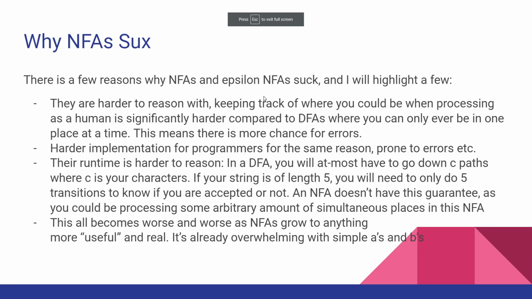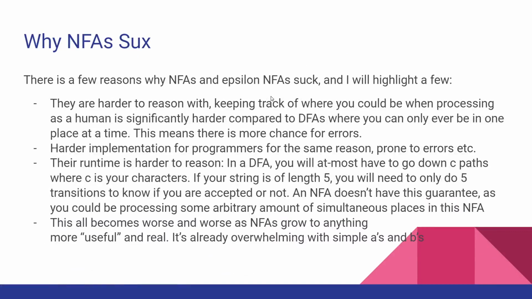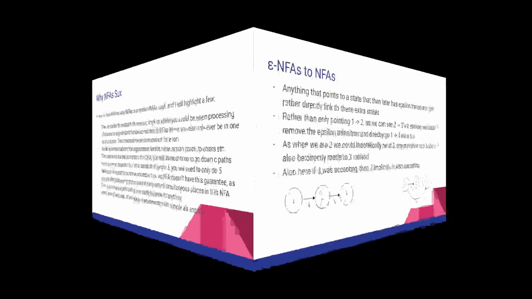Okay, so NFAs suck. So we want to get rid of NFAs. And the way we do that is if we have any epsilon NFAs, we first convert those to NFAs. And then if we have any NFAs, we convert those to DFAs. And that means we can always get to a DFA. Because if we have an epsilon NFA, we'll convert it to an NFA, then that NFA to a DFA. If we just have an NFA, we can convert it straight to a DFA.